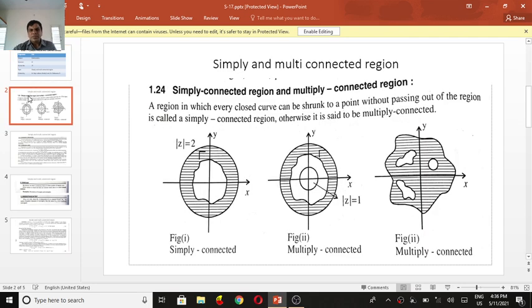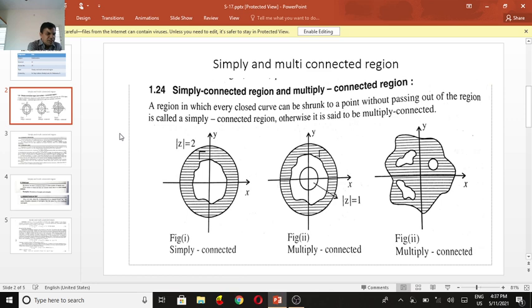Now, a simply connected region and a multi-connected region. What does that mean? We take an axis as a region. Suppose we draw a circle in the xy plane. This is the circle |z| = 2, the center is the origin and the radius is 2.